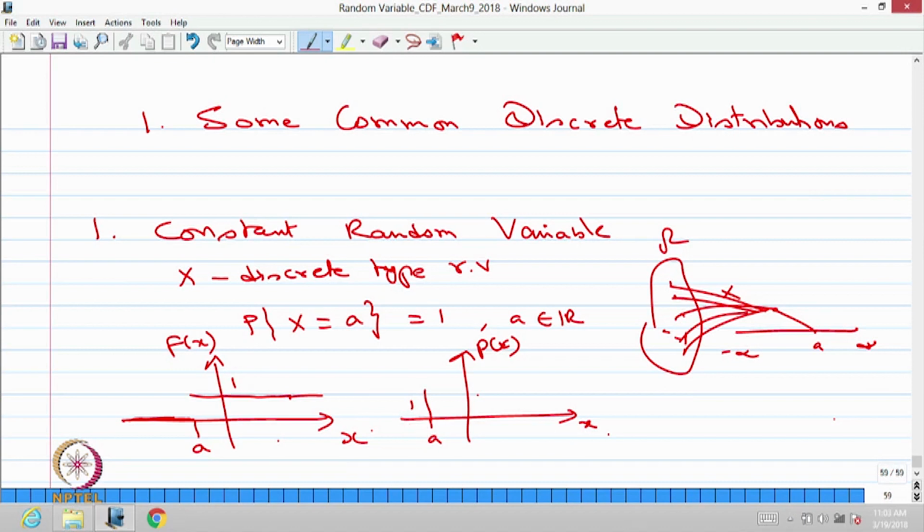Therefore, the probability mass function P of x can be written in an easy way. It is equal to 1 when x is equal to A, and it is equal to 0 when x is not equal to A. So, this is the probability mass function and this is the CDF, and this diagram gives the probability mass function in graphical form.